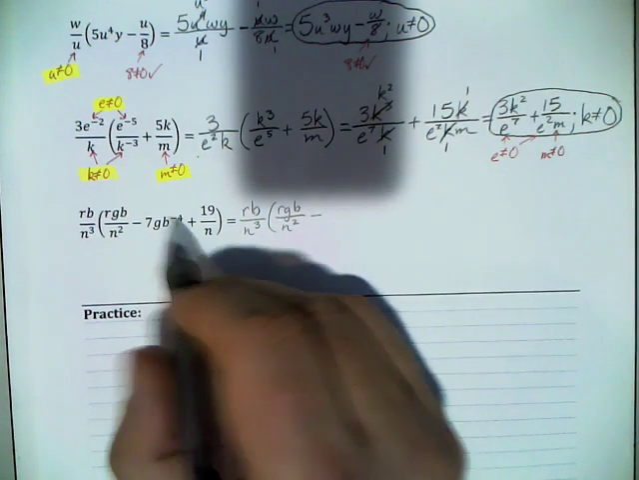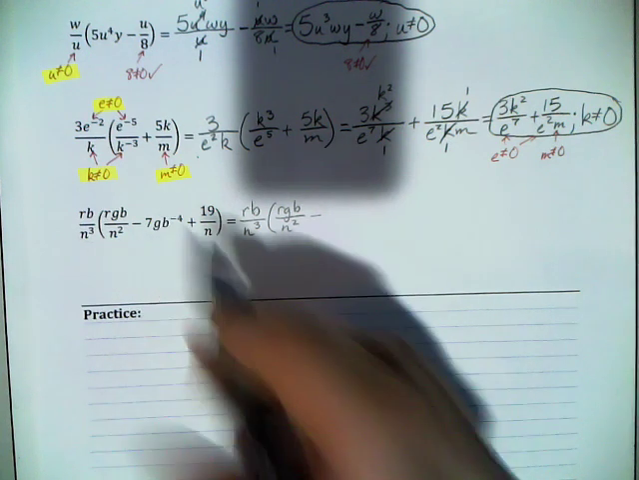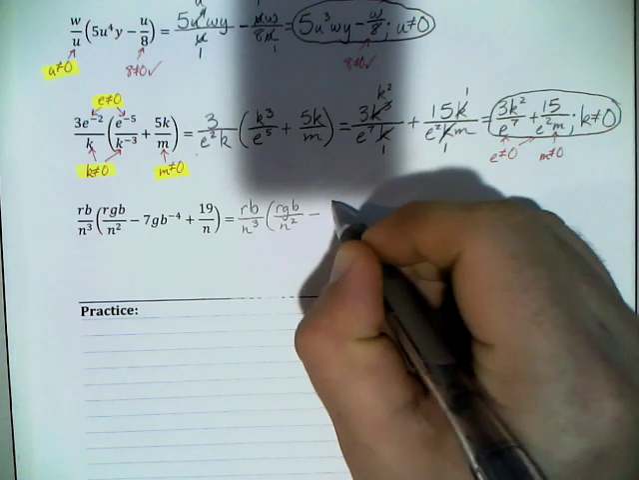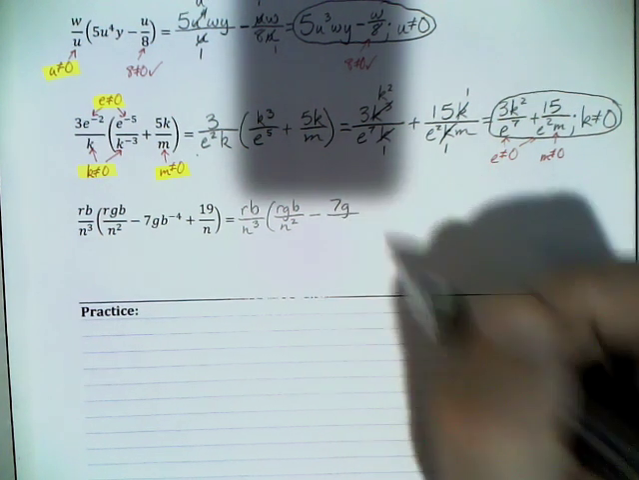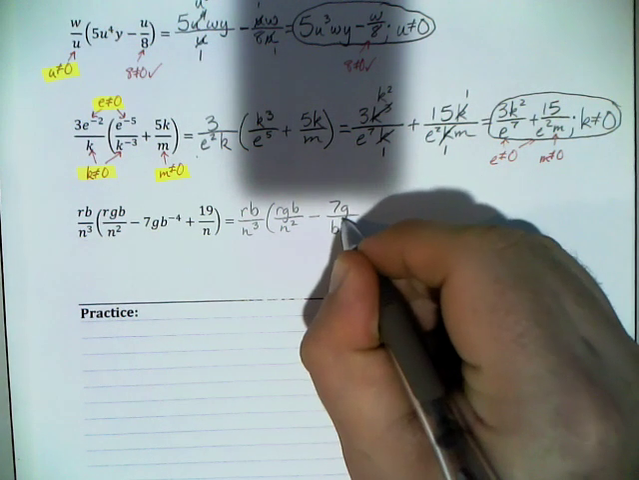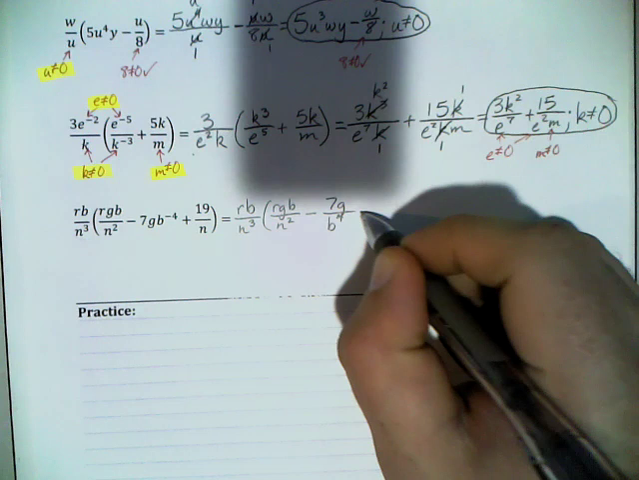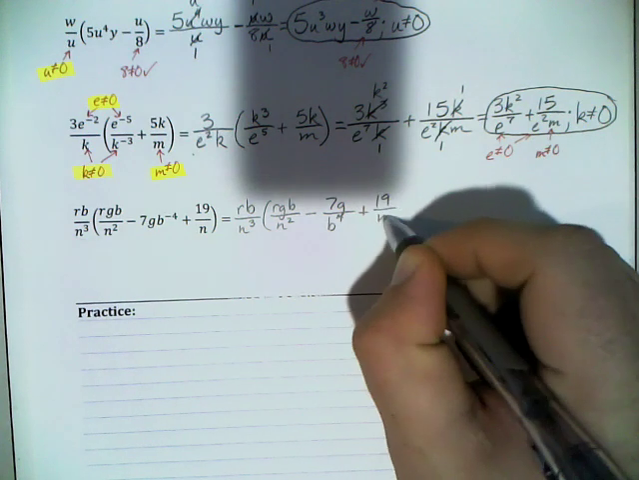minus, and again, remember that anything that's not written as a fraction really is a fraction with an invisible 1 for the denominator. So that means that the 7 and the g will stay as the numerator, but the b to the 4th will move down with that 1, and 1 times b to the 4th is just b to the 4th. And finally, plus 19 over n.